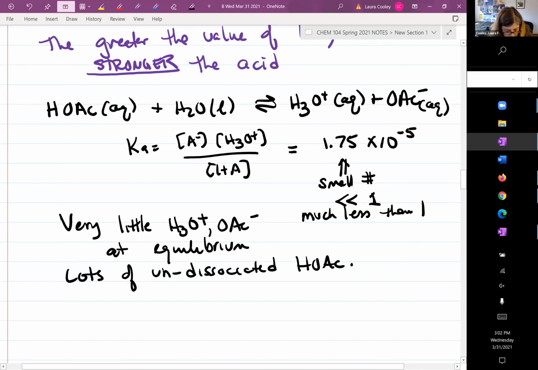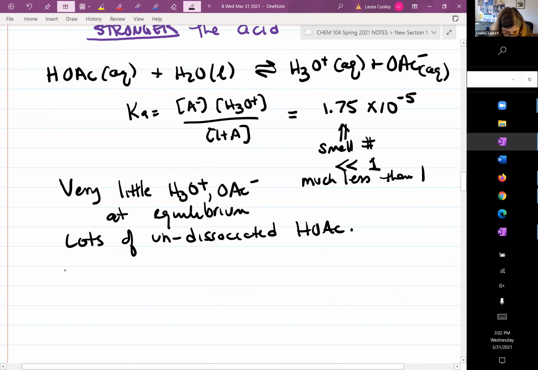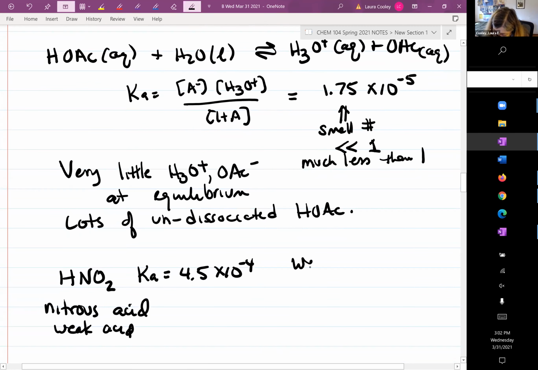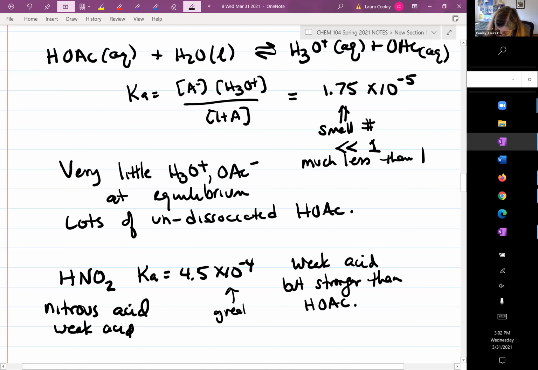If I take a look at some other weak acids, for example, HNO2. HNO3 is a strong acid, but HNO2, which is nitrous acid, is a weak acid. And its Ka is 4.5 times 10 to the negative fourth. So it's a weak acid, but it's stronger than acetic acid because this number is greater than 1.75 times 10 to the negative fifth.